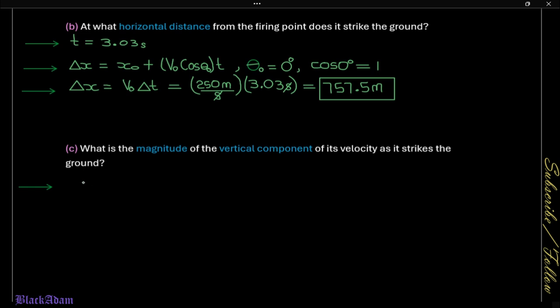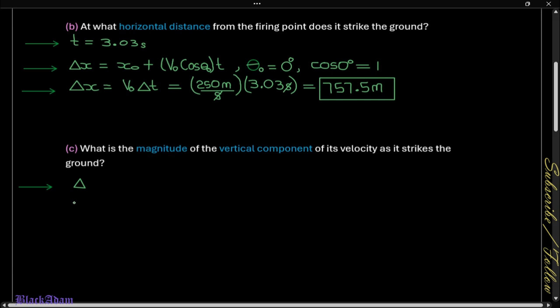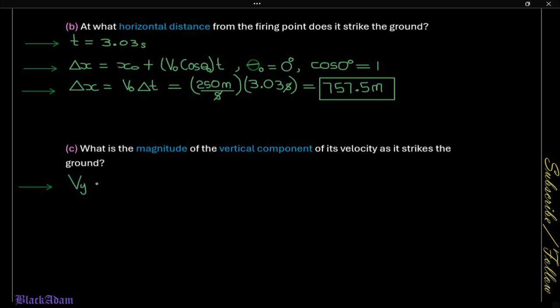The final question is, what is the magnitude of the vertical component of velocity as it strikes the ground? We need to know that as it was moving horizontally, it was also going down since it eventually reached the ground. So the final vertical velocity will be initial vertical velocity multiplied by sine theta, minus g multiplied by t.